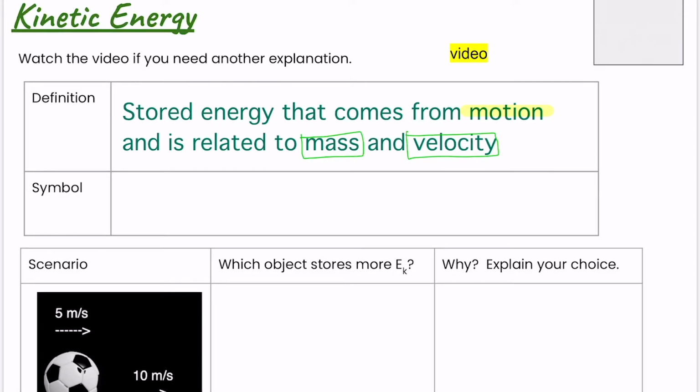Now, we haven't really talked about velocity in this class yet. So we'll say that velocity is something with a speed and direction. Things that are moving will have a speed and a direction. And in our class, we say that our symbol is going to be big E for energy. To differentiate what kind of energy, it's going to be a lowercase k in the subscript position.